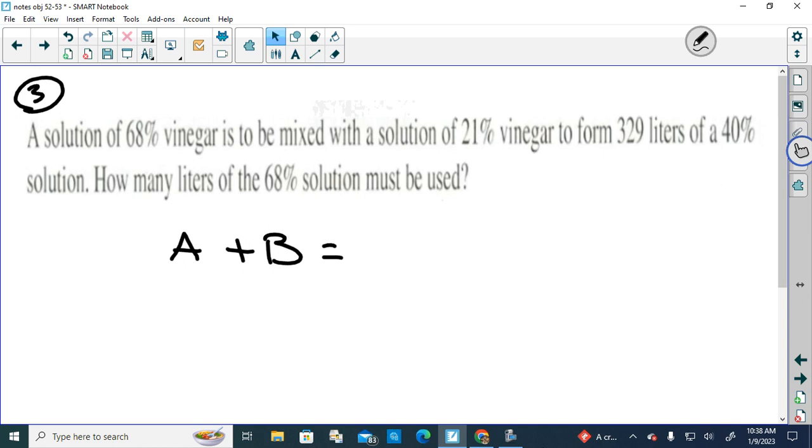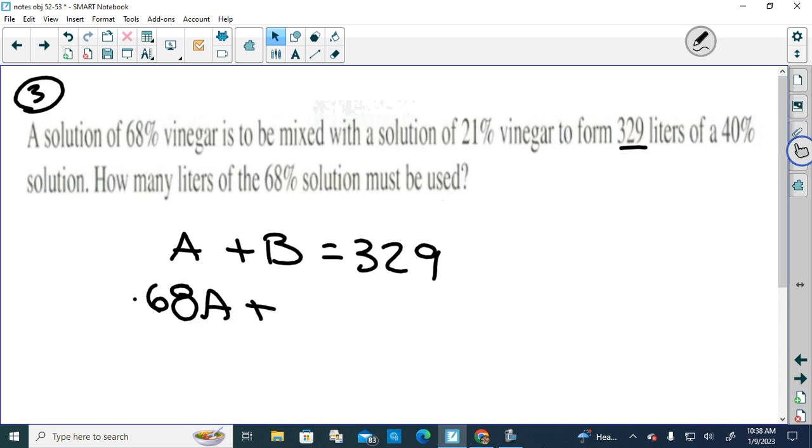to get a total amount of liters. Remember, our total statement is our first one, which would be 329. So my first solution, and again, it doesn't matter which one's your first one, which one's your second one, there's 2 different solutions. How do I change that to decimal? What is 68%? 0.68. So my first solution, I'm going to make it as the 0.68.